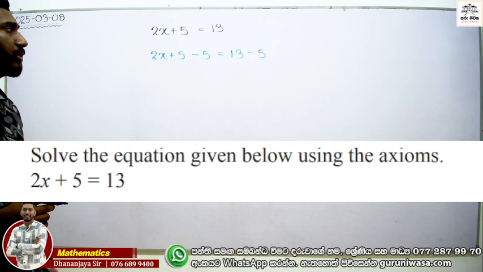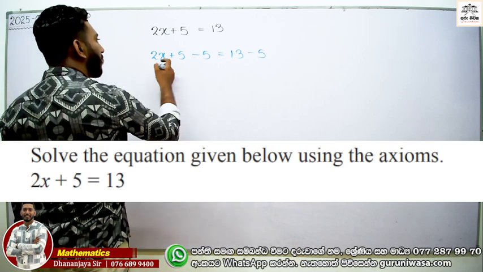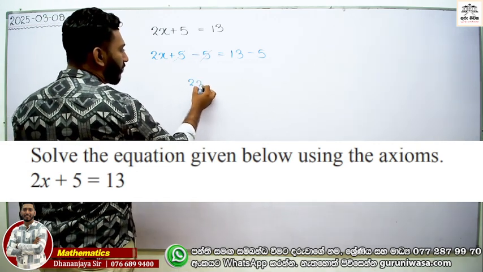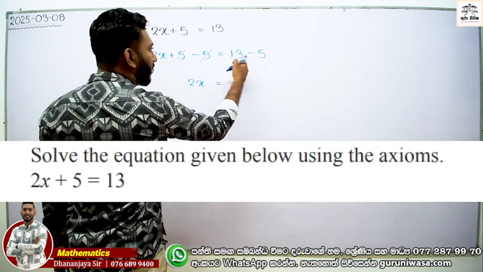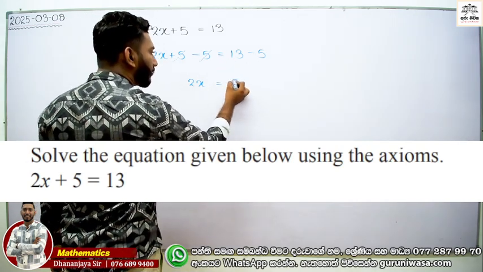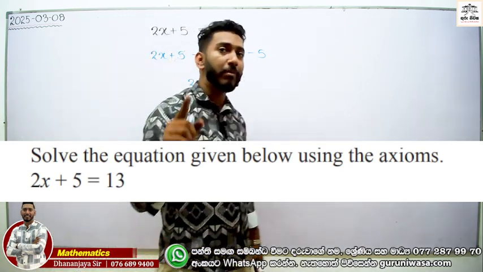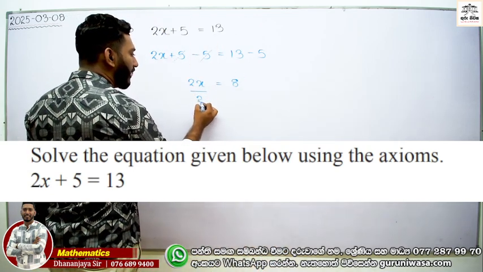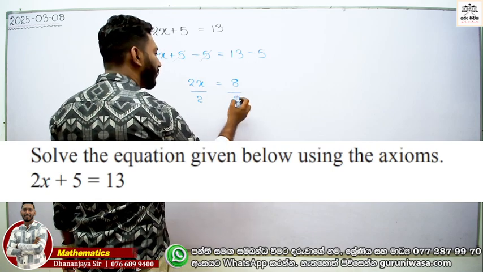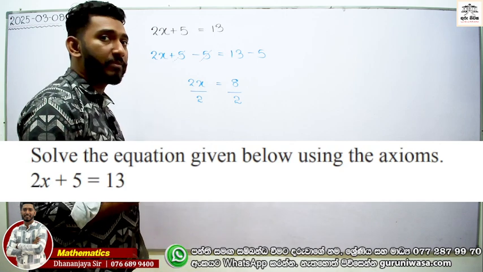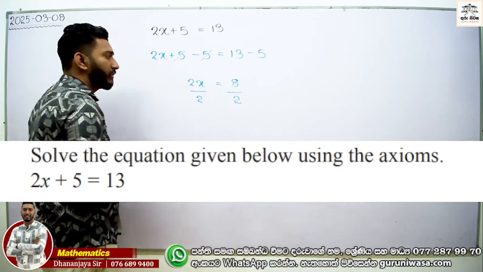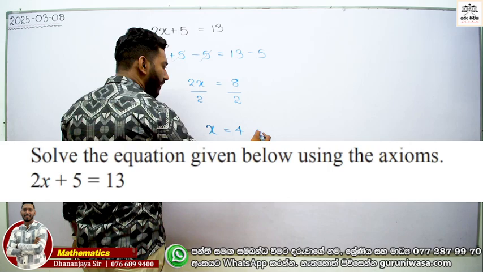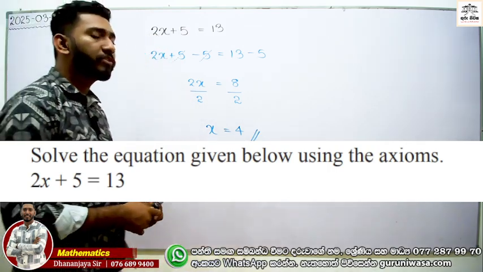We used axiom number 3. Now plus 5 and minus 5 becomes 0. Then 2x equals 13 minus 5, which is 8. Now I am going to use axiom number 5. Now what to do? Both sides are divided by 2. Same quantities. Now we are dividing by the same quantity. That one becomes the same quantity. Finally, x becomes 4.